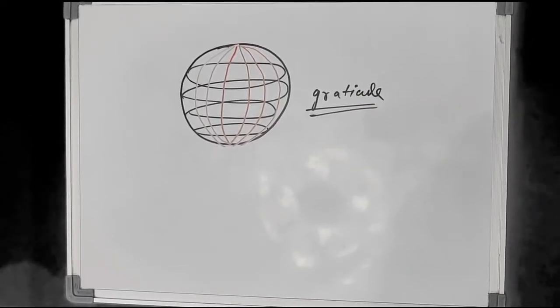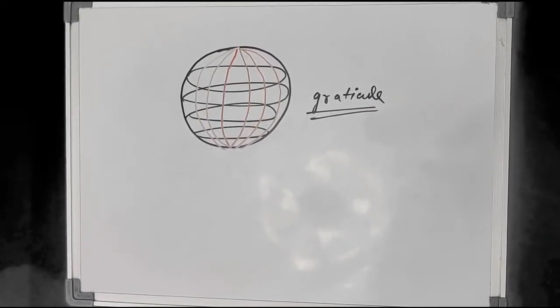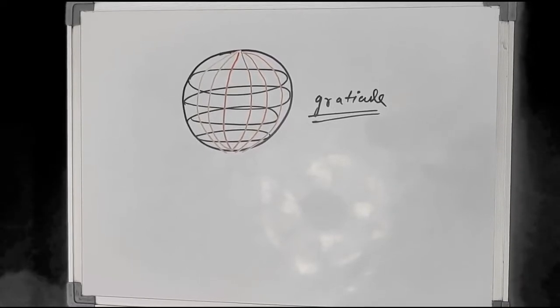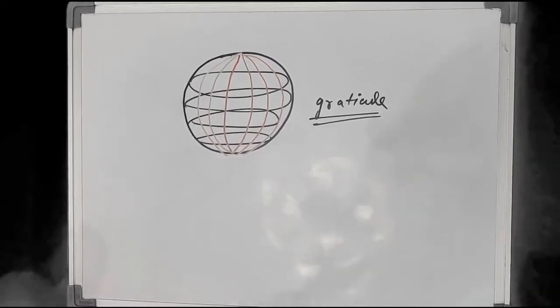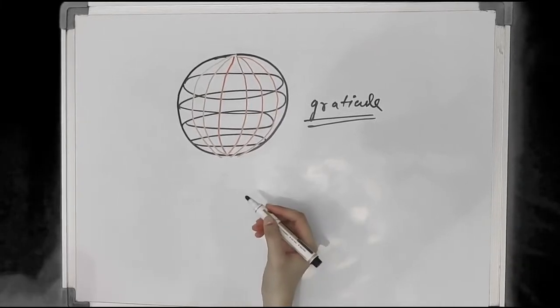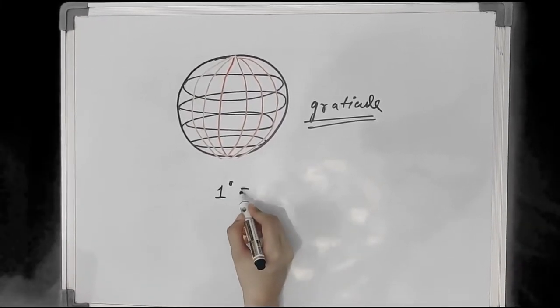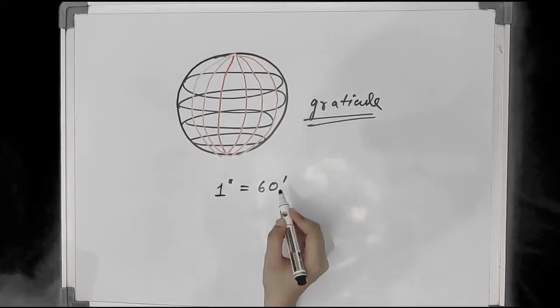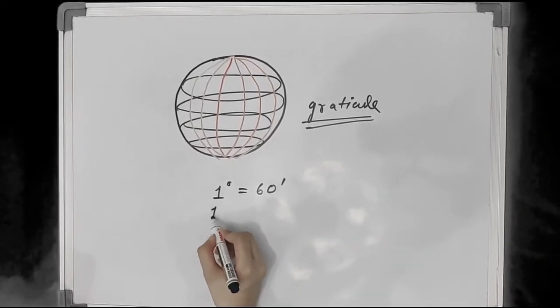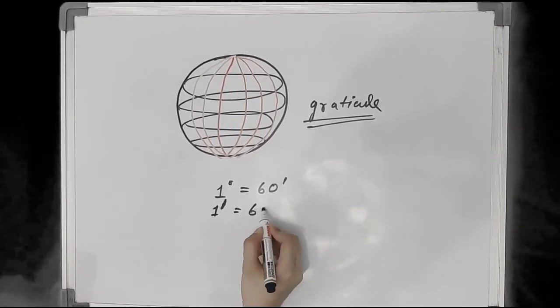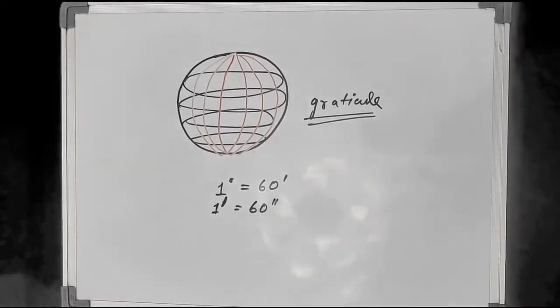Position is defined by angular measurement, that is degrees, minutes and seconds of arc, and not by distance as on Cartesian coordinates. For accuracy, we have subdivided degree into minutes. 1 degree is equal to 60 minutes, and 1 minute of arc is equal to 60 seconds of arc.